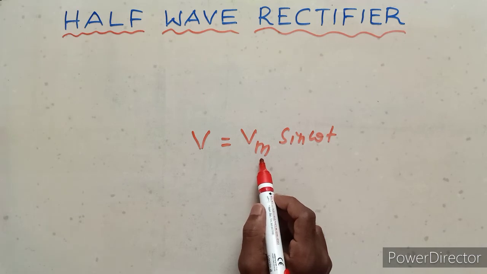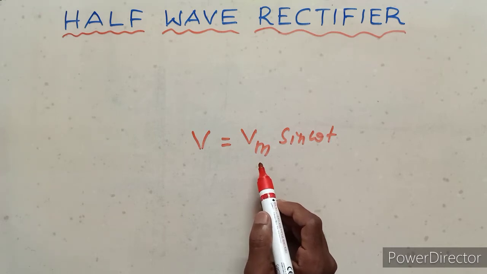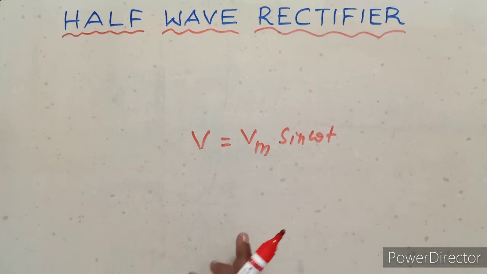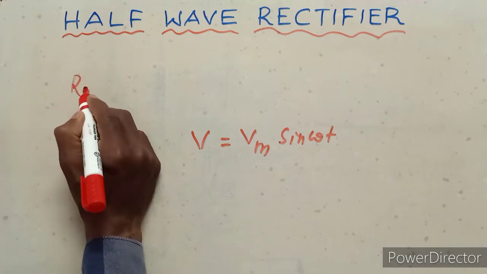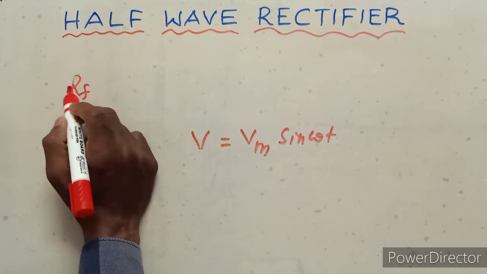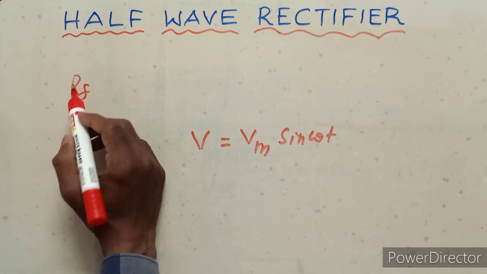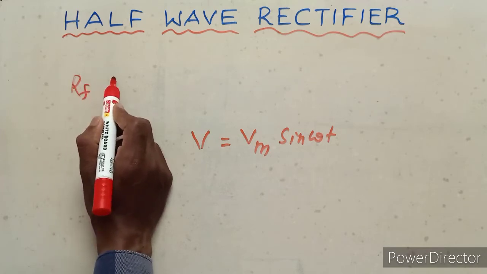This is the secondary voltage. Consider the diode as an idealized piecewise linear approximation resistance. So here, this is the forward resistance in the on state.